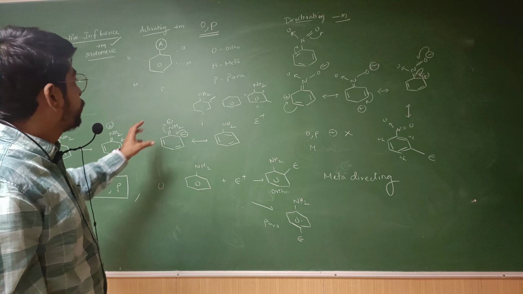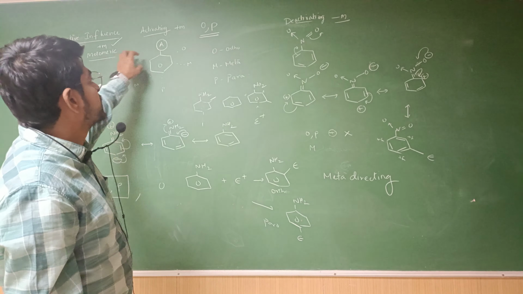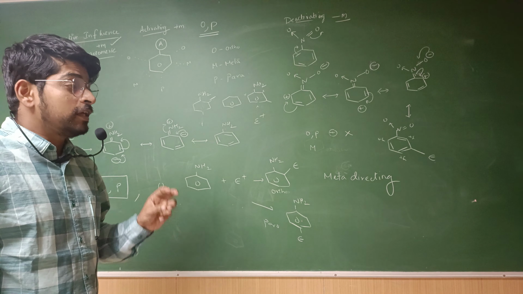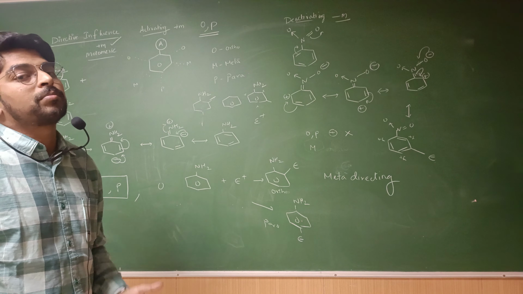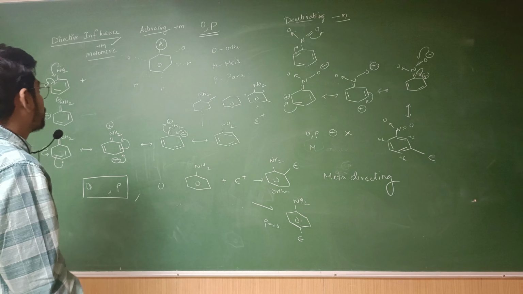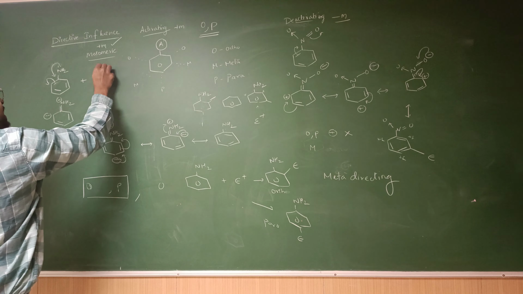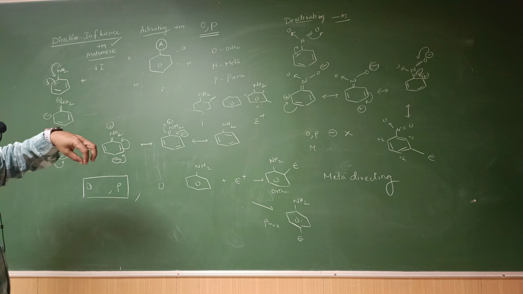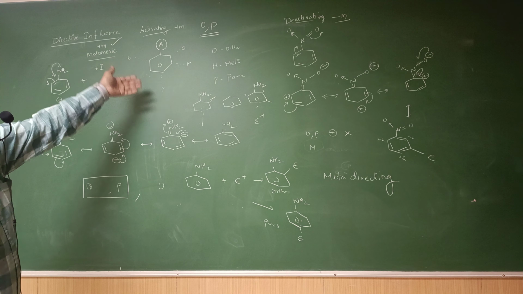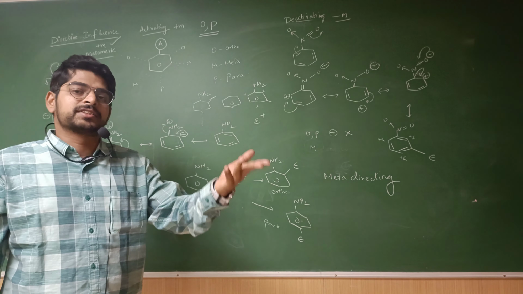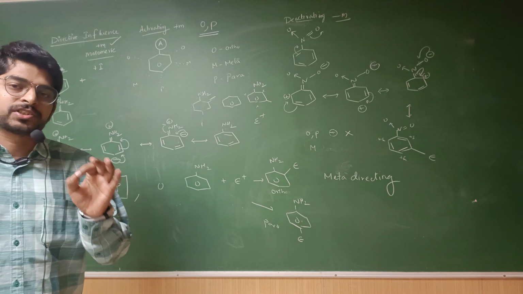Got it? So overall, directive influence is majorly decided by mesomeric effect. If inductive effect is also operating, then it will help the directive influence. Suppose it is a plus M group and a plus I group also, then inductive effect is based on proximity, so it will prefer to attack at ortho over para. We will see such examples in the next part. This is directive influence.